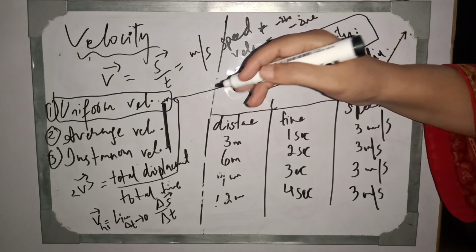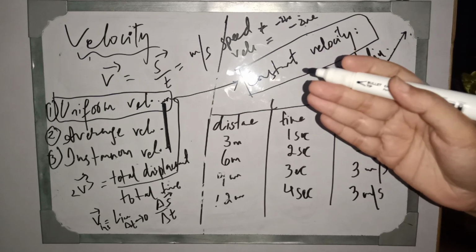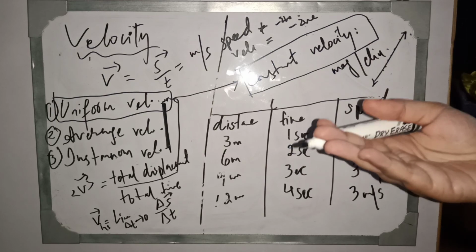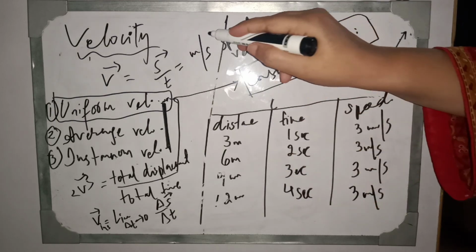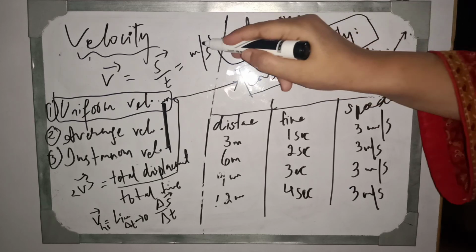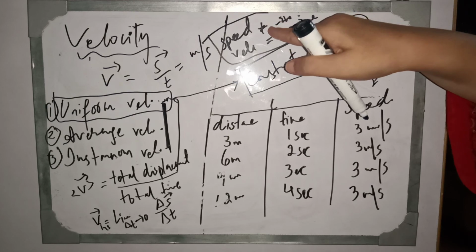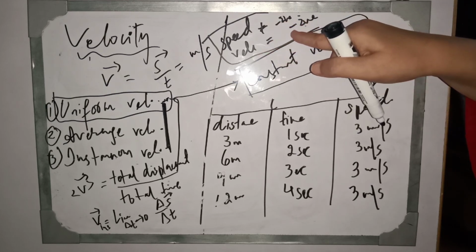Whereas for velocity, if we change the direction of displacement, it becomes negative. If displacement is negative, then velocity will be negative. So this is a very important difference between speed and velocity: speed can never be negative, and velocity can be negative and can be positive.